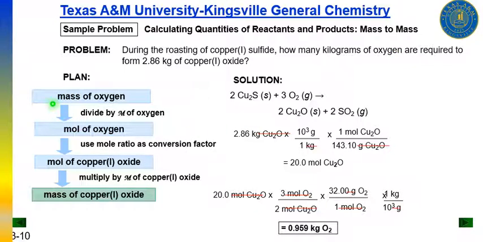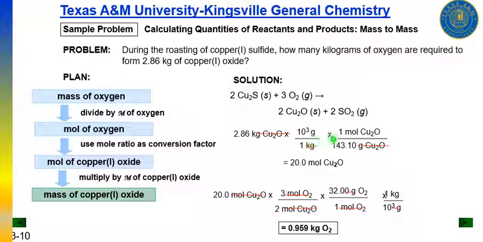Again, our plan: write down the balanced reaction, convert the mass to moles, and then using the molar ratio as the conversion factor, determine the moles of copper oxide, and then multiply by its molar mass to determine the grams. The solution, again, you write down your balanced reaction. In your question, you convert 2.86 kilograms of copper 1 oxide, Cu2O, to grams. 1 kilogram equals 1,000 grams.